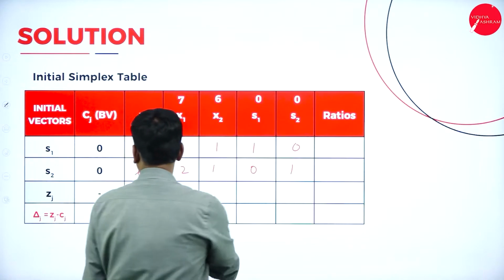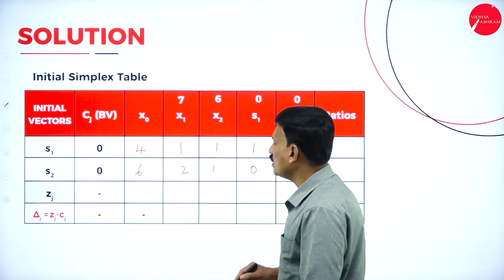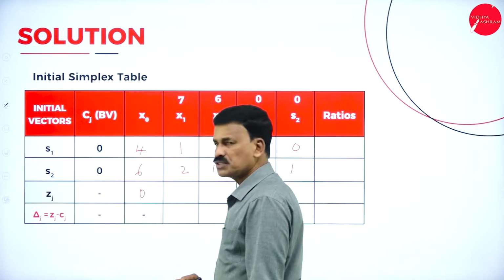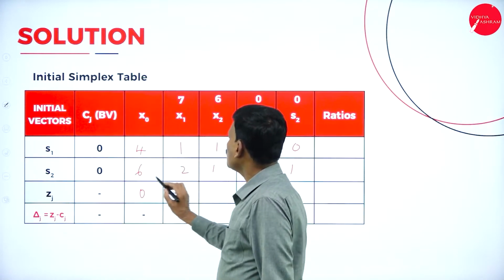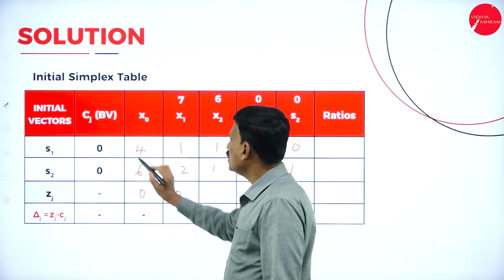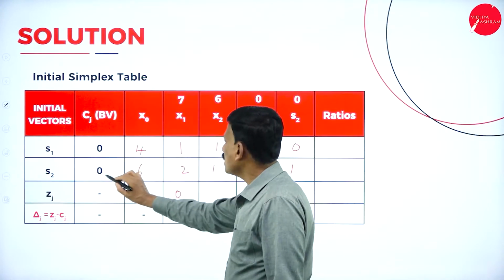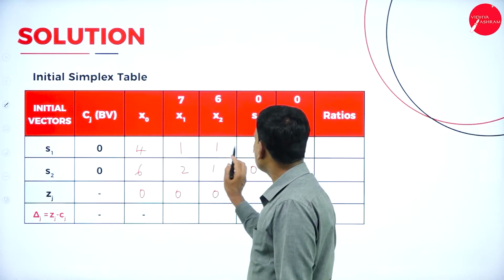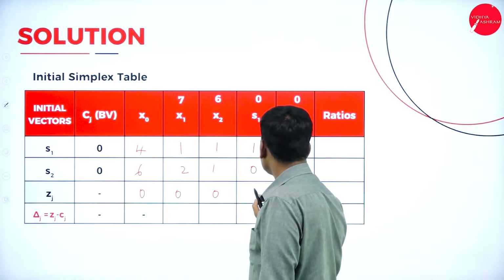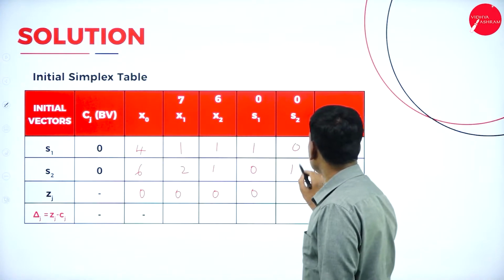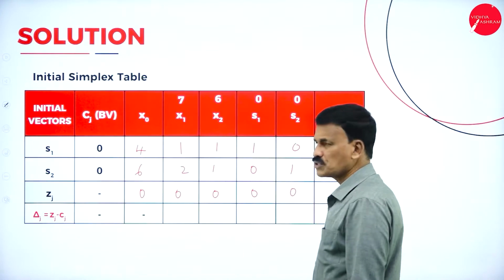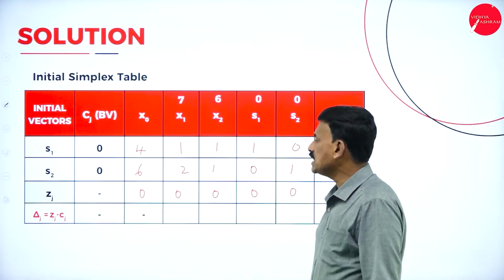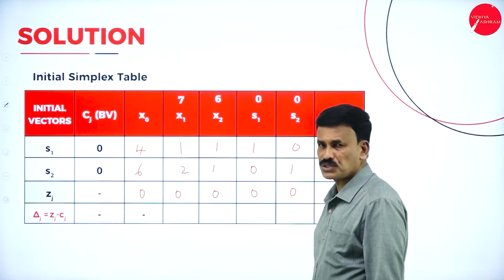Now, find out the value of zj. You know how to find the value of zj. Just multiply this: 0 into 4 plus 0 into 0, 0 into 6 is 0. Again 0 into 1 is 0 plus 0 into 2 is 0. Again 0 into 1 is 0 plus 0 into 2 is 0. Now again 0 into 1 plus 0 into 0 is 0. Again 0 into 0 is 0 plus 0 into 1 is 0. So for the initial simplex table, the value of zj is always 0, 0, 0, 0.